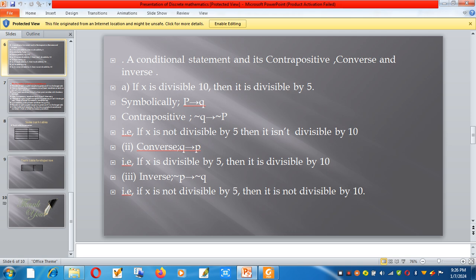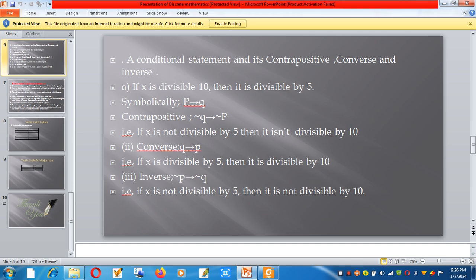Now let us talk about some truth tables that we will meet in this topic. Truth table for conjunction. If P is true and Q is true, then P and Q is true. If P is true and Q is false, it is false. If P is false and Q is true, it is false. If P and Q are both false, then it is false.